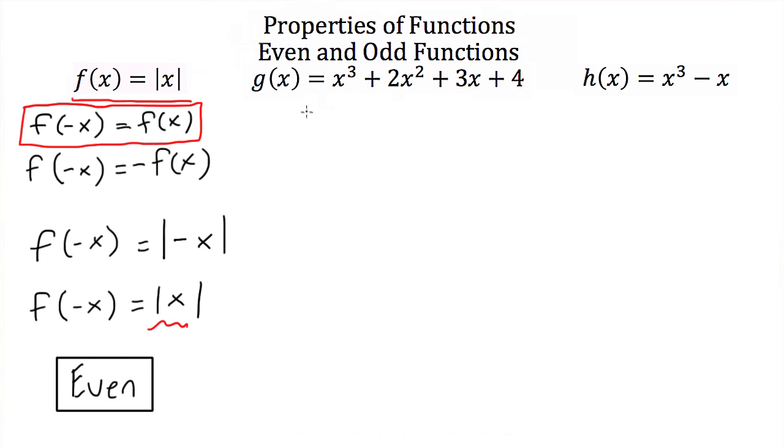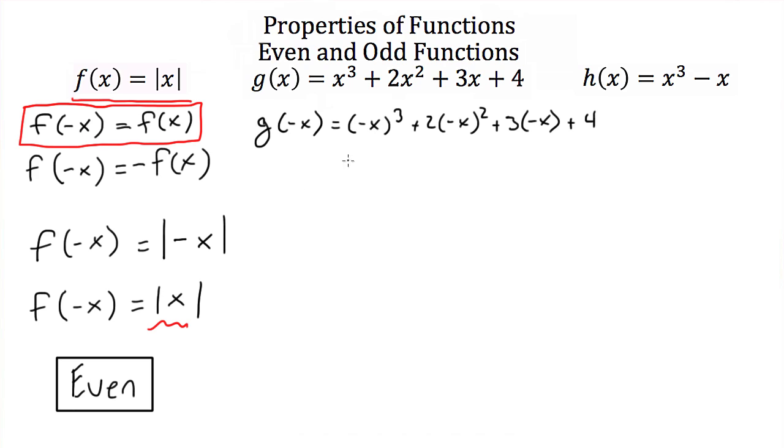Now let's look at the second one. Here we have g of x is equal to x cubed plus 2x squared plus 3x plus 4. So I'm going to find g of negative x. So if I plug in negative x for x in all of these terms, I'll have negative x cubed plus 2 times negative x squared plus 3 times negative x plus 4.